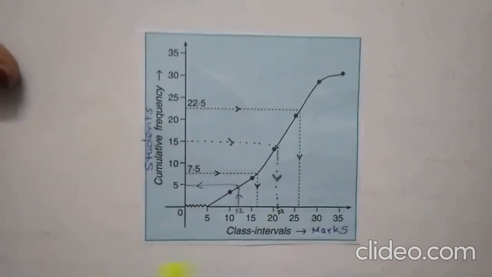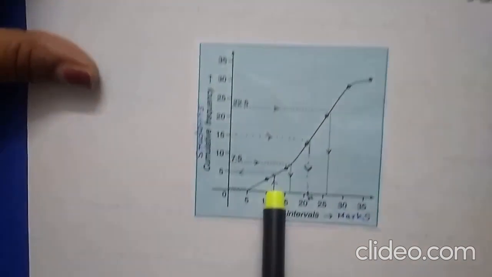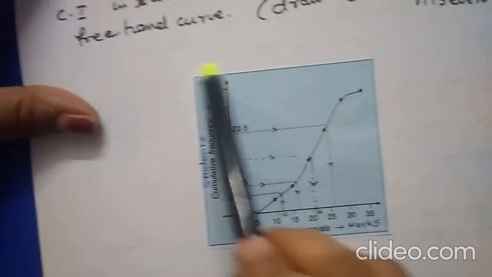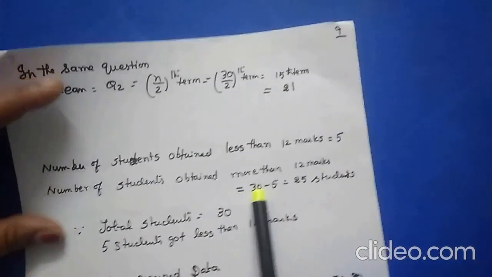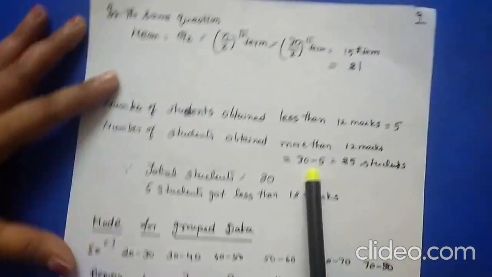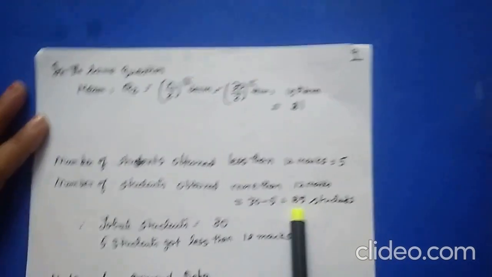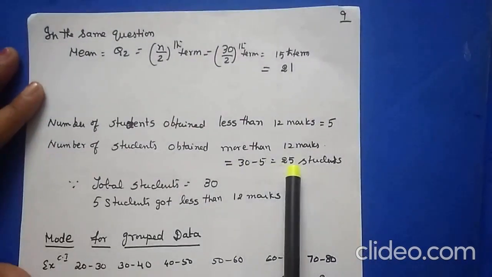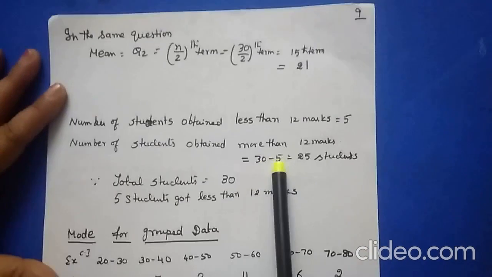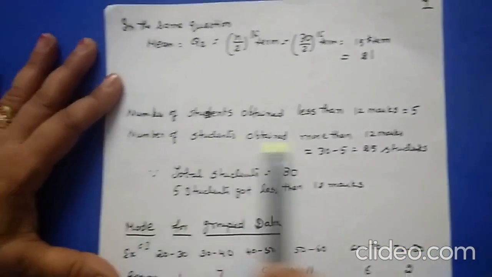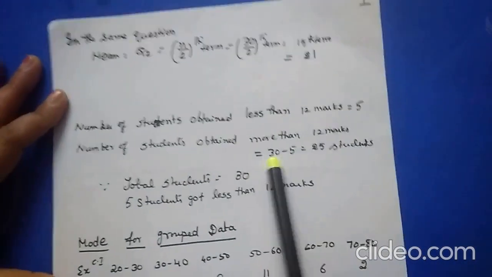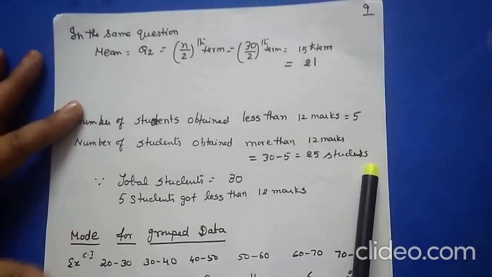Now you want to find how many students got more than 12 marks. The same procedure: opposite to 12, a vertical line, then horizontal. It intersects at 5. But the total number of students is 30, so you have to subtract from that total. 5 students got less than 12, therefore the remaining 25 students got more than 12. 30 minus 5 is equal to 25 students who got more than 12 marks.